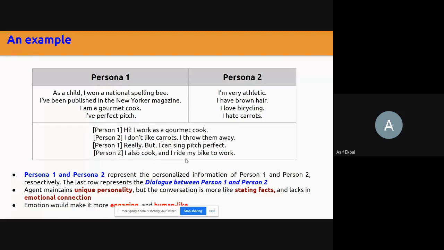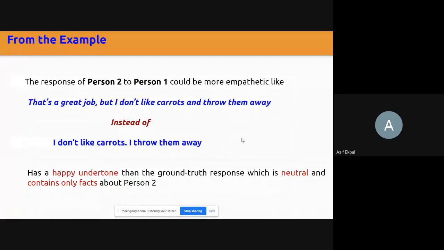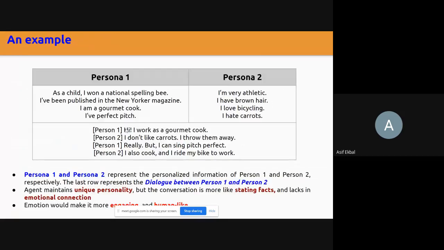Now in this case, the responses are more mechanical. But if you make use of the persona information shown above, and if you can get the emotions out of these, then the interaction will be more engaging. Let's say when person 2 says, I don't like carrots, I throw them away. Person 1 said, hi, I work as a gourmet cook, and person 2 is not attending to person 1. What person 1 has spoken, person 2 has replied with something completely disconnected. So person 1 will not feel very good about the response of person 2, because you are not attending to whatever he is speaking.